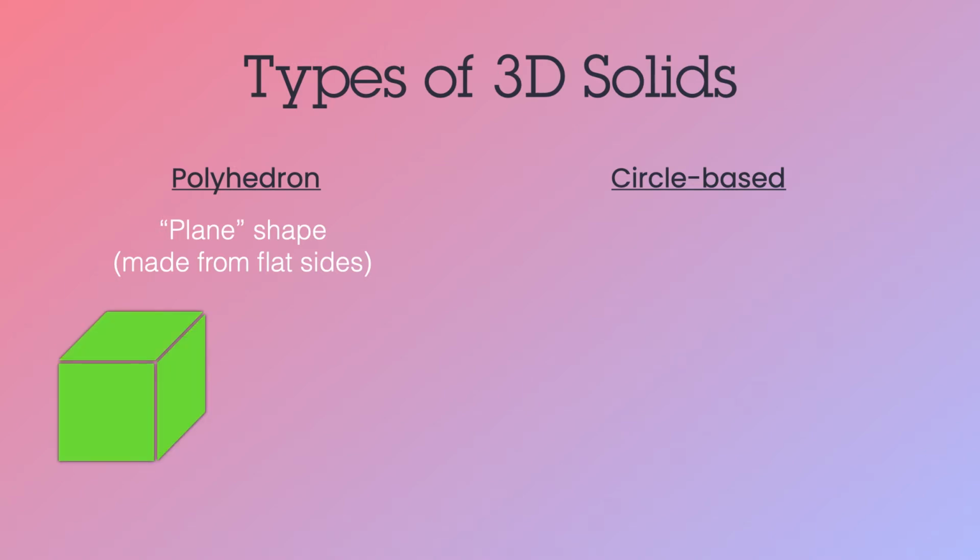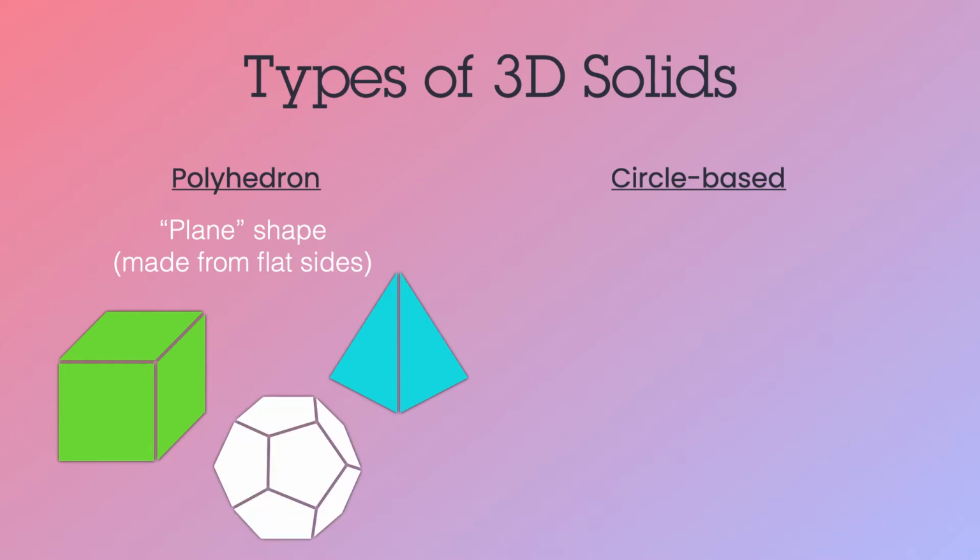Now the polyhedra are called plane shapes because all of their sides are flat planes. So like a cube would be a plane shape, a pyramid like this would be a plane shape. Even this dodecahedron is a plane shape because all of those sides are flat. Then there are circle-based shapes, which sometimes have flat sides, but it's always 2 or less, at least the ones that we're going to be focusing on through this playlist.